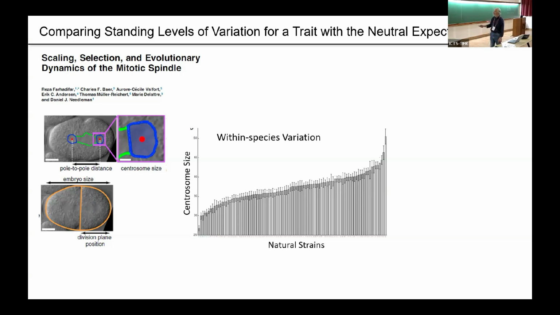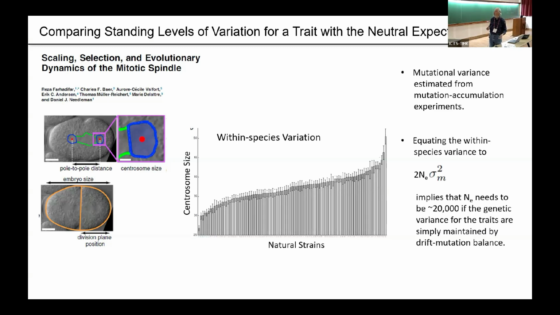And you can see there's a lot of variation. This is just centrosome size. Remember, centrosomes are where the spindle emanates from in a dividing cell. And you can see there's about a 2 to 3-fold range of variation in the mean phenotypes. They then estimated the genetic variation in the species of these traits.